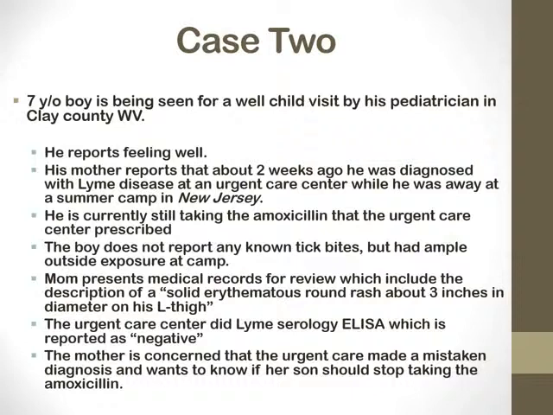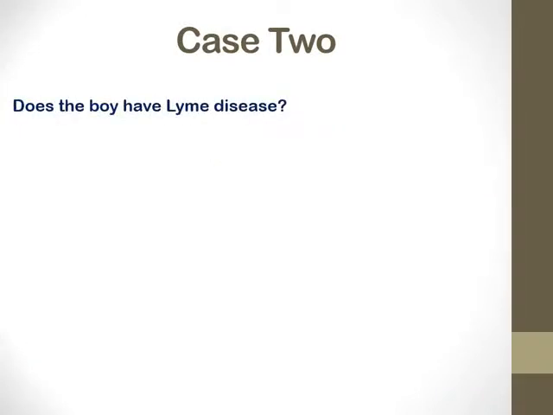And the mother presented medical records that had demonstrated that the urgent care center saw a solid erythematous round rash about 3 centimeters in diameter at that point. They did Lyme serology and ELISA, which was negative. And the real reason the mother brought it up is she was concerned that because of that negative Lyme disease testing, the urgent care center might have made a mistake in her diagnosis and wanted to know if the amoxicillin needed to be continued. So it prompts some interesting questions.